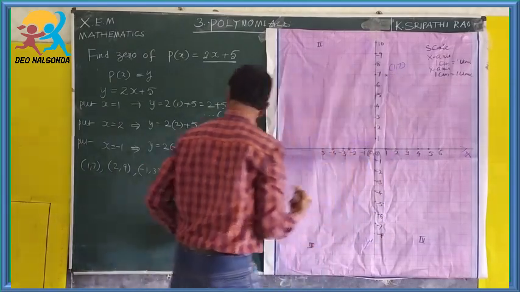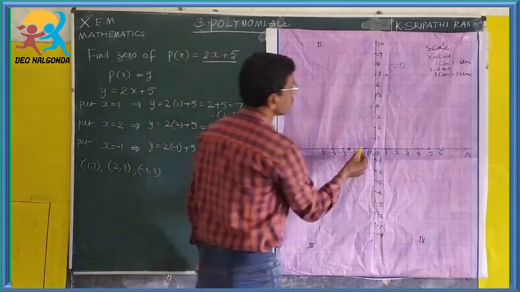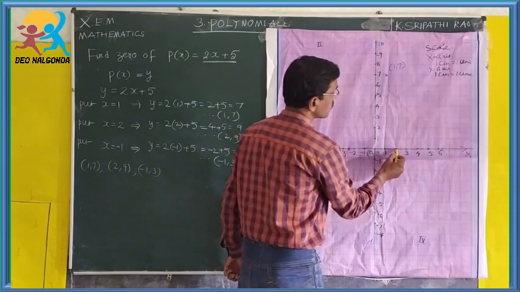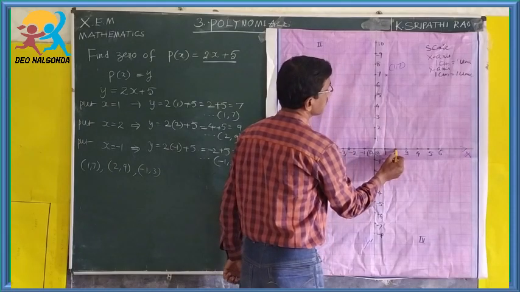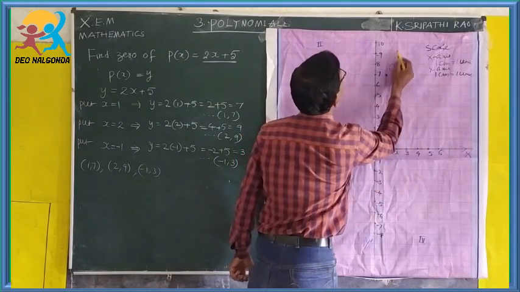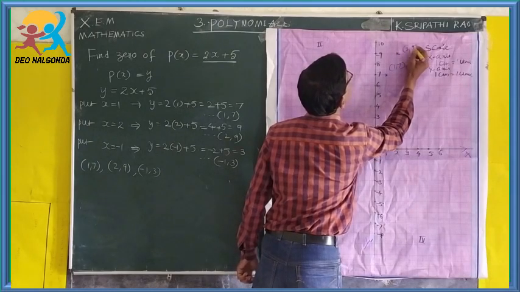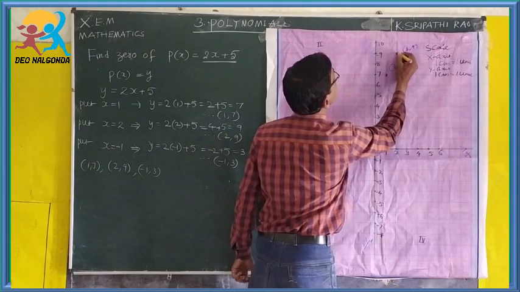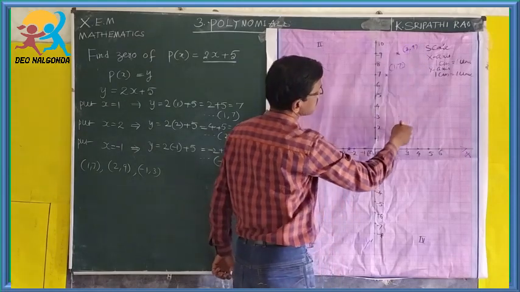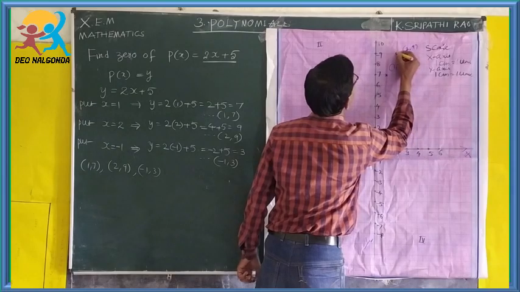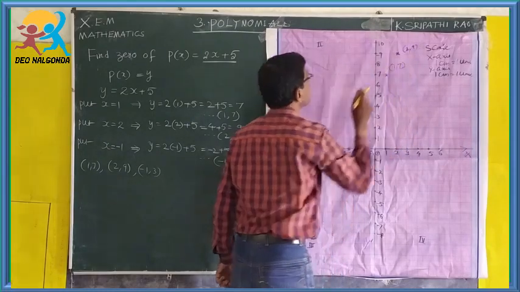We got another point, 2 comma 9. Starting from 0, move forward 2 units and then go upward 9 units. So this is called the point 2 comma 9. Here this line is x is equal to 2 line, this is y is equal to 9 line, and both intersect at this point. This is called 2 comma 9.